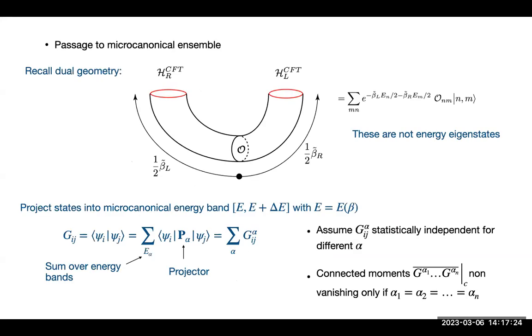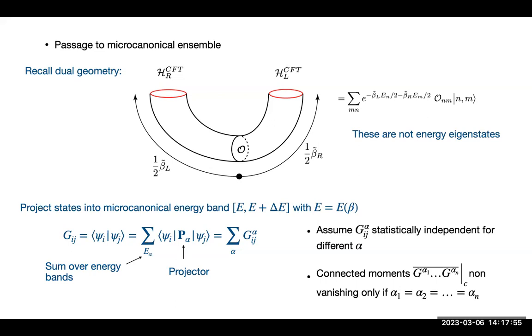To actually solve this for the resolvent, it is easier to pass to the microcanonical ensemble, which means I have to project. The states I've constructed so far aren't energy eigenstates of the full theory. I have to somehow project them into a microcanonical energy band. So if I look at the Gram matrix between two states, I can look at the contribution from different microcanonical energy bands. I'm assuming these overlaps are statistically independent for different microcanonical energy bands.